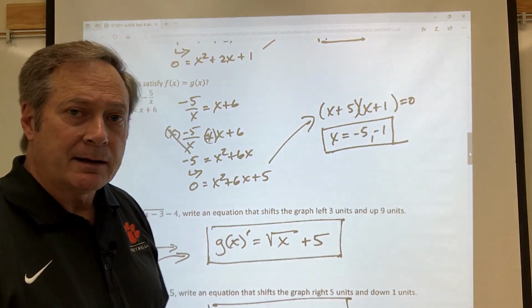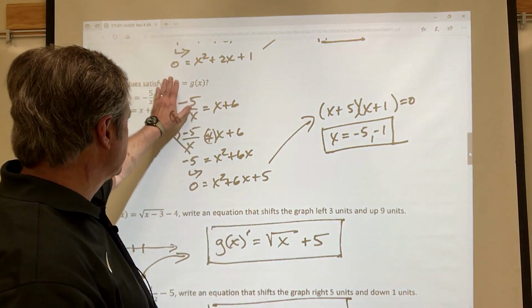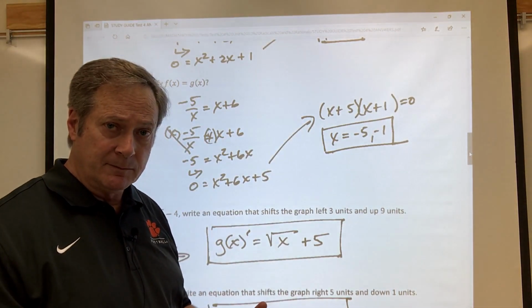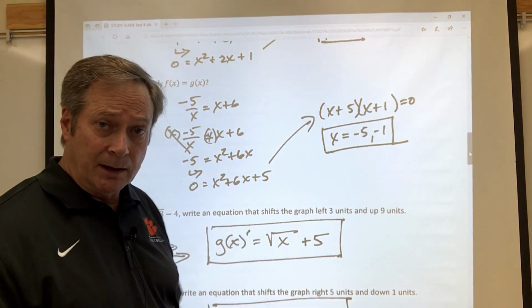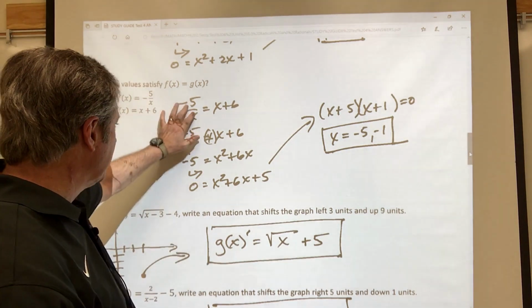All right, now number 9, a similar problem said a little bit differently. We got two functions, f of x and g of x. Two different equations, but is there a number for x that will work for both of them? Well, the way you do it is you set them equal, like we do here.